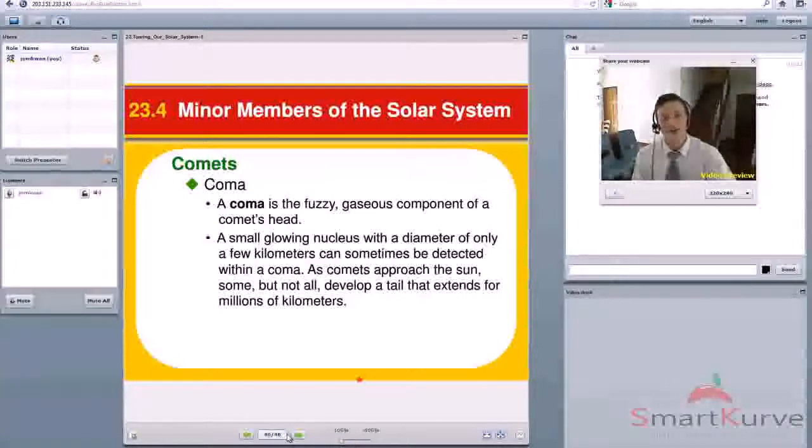So remember, in outer space, they're meteoroids. They enter our atmosphere and they burn up. They're called meteors. But if they're large enough to reach the surface of the Earth, we call them meteorites. But again, very few meteors become meteorites.